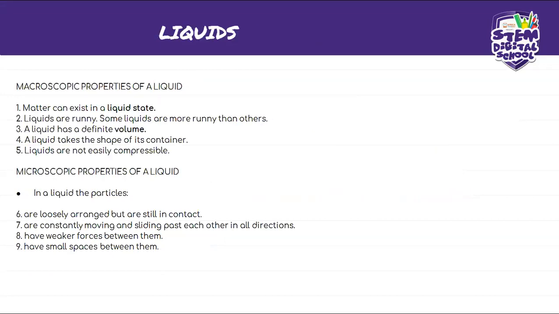All right, now let's go on. We are now going to look at the macroscopic and microscopic properties of a liquid. Remember, macroscopic properties are the properties of a liquid that we can see. One, matter can exist in a liquid state. Liquids are runny. We can see that the water is flowing, so we can see they are runny. Some liquids are more runny than others.